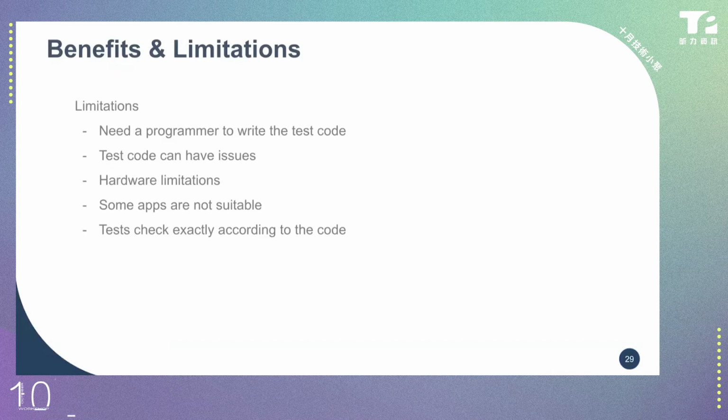Then there are also certain hardware limitations, meaning there are some interactions that we can't test or that are just very difficult to test. For example, interacting with the camera or interacting with an external Bluetooth device. These kinds of scenarios are not that straightforward to automate.